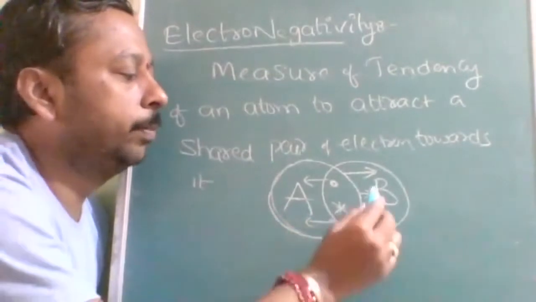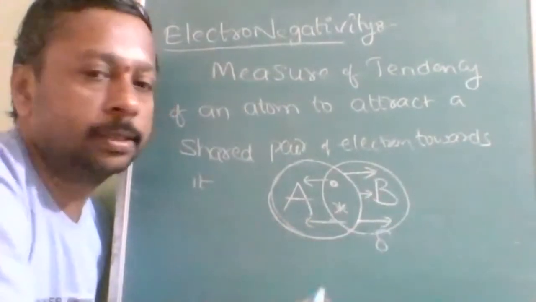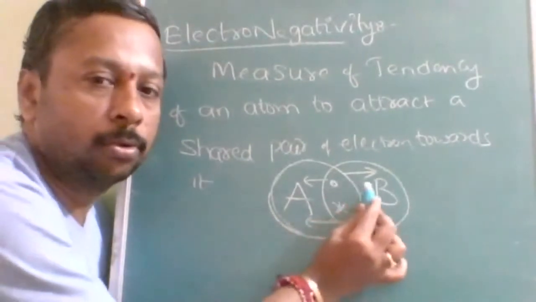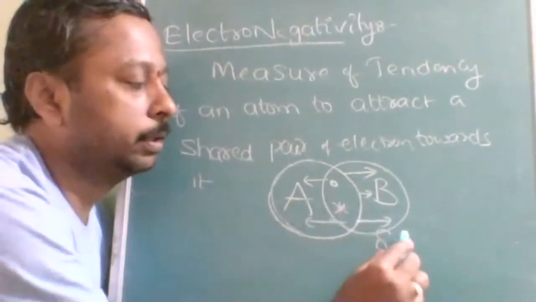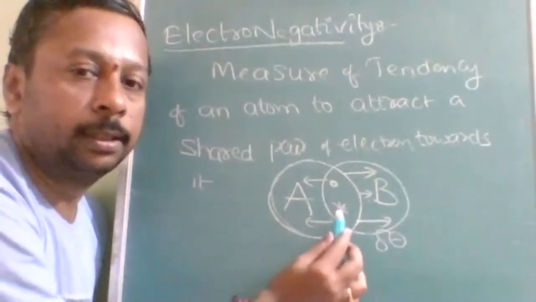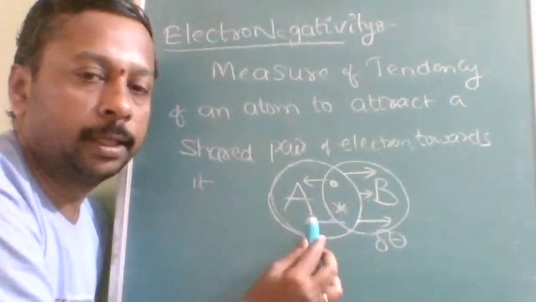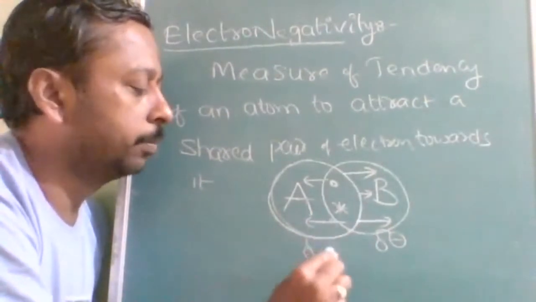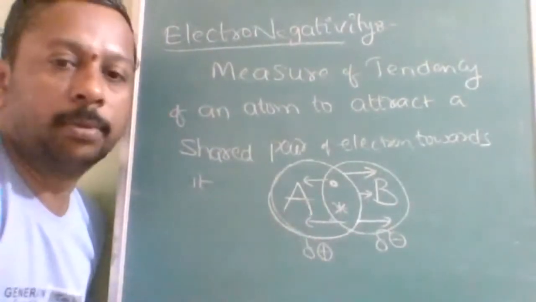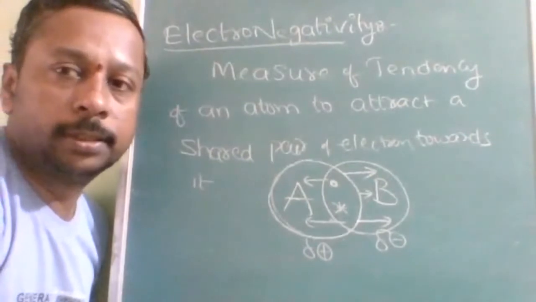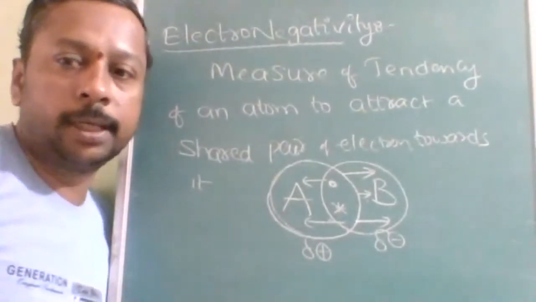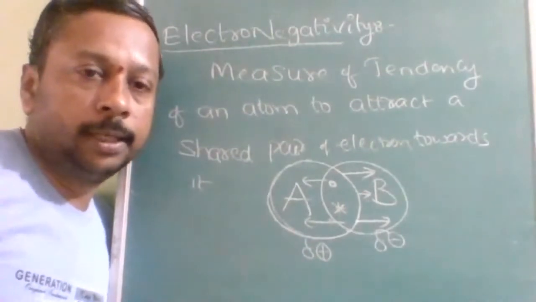So there will be partial charges. What charges? Partial charges. Electrons are more towards B, so B will be partial negative. The electrons are less towards A, or more away from A, therefore we will call A partial positive. Understood? These charges are generated due to partial excess use and partial less use.